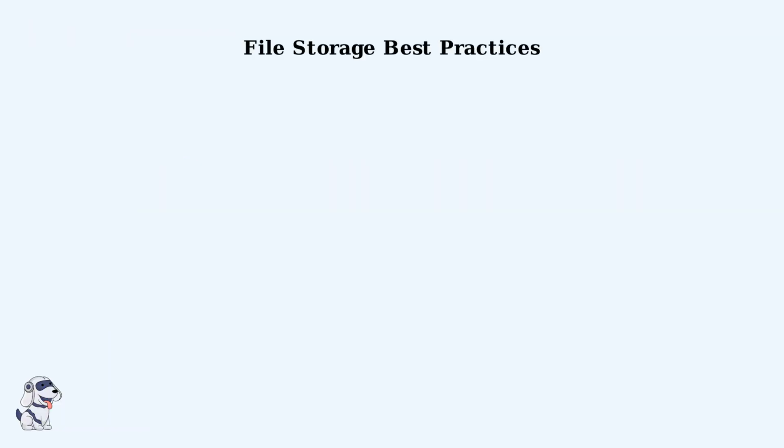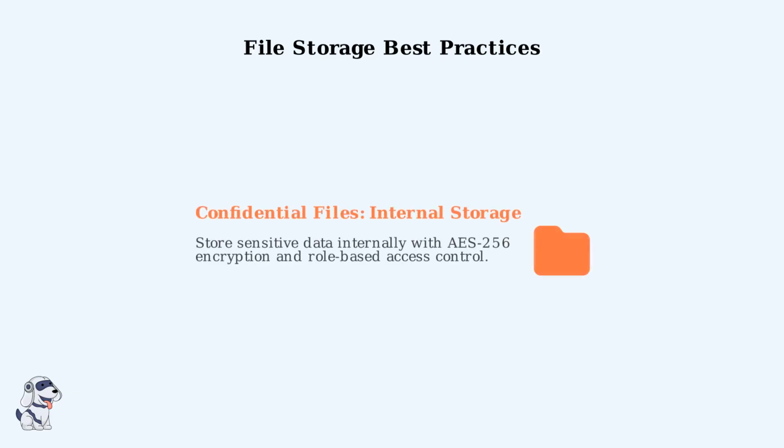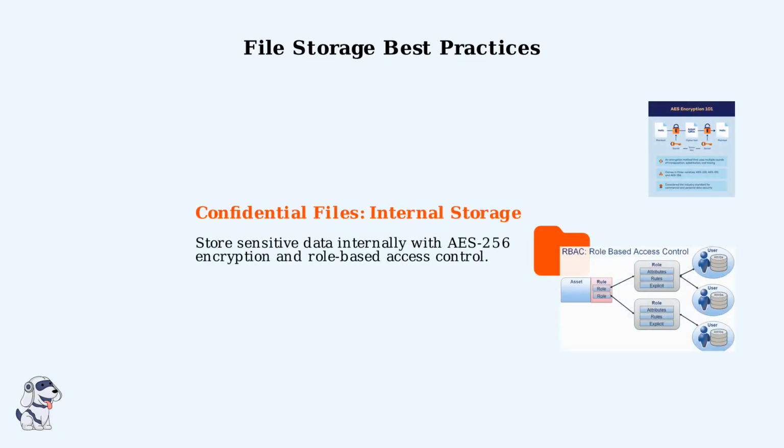Adopt best practices for file storage to ensure security, efficiency, and scalability in your CI/CD pipelines. Use immutable version systems like Git LFS for managing large files. This approach provides version control and prevents unauthorized changes to your file assets. For confidential files, rely on internal storage enhanced with AES 256 encryption to protect data at rest and implement role-based access control to limit who can access sensitive information.